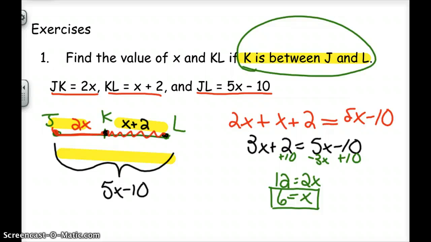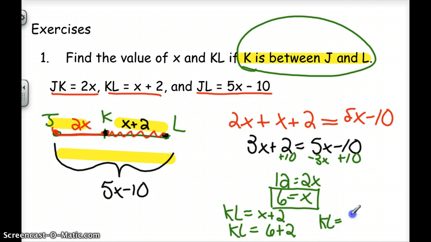I'm not done with this problem because I need to find KL now, which is x plus 2. So my KL is 6 plus 2. It would be nice if I could keep working down, but I'm running out of room. So my KL ends up being 8. And I'm going to box that answer too, so I'm communicating what my final answer is.